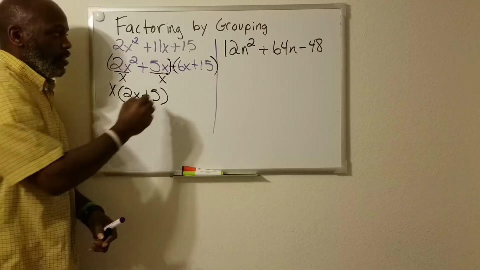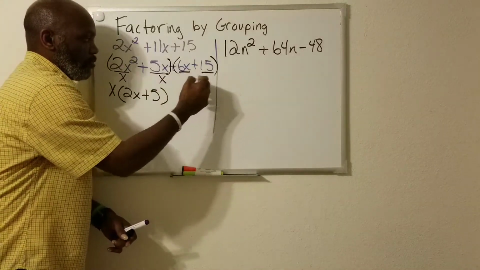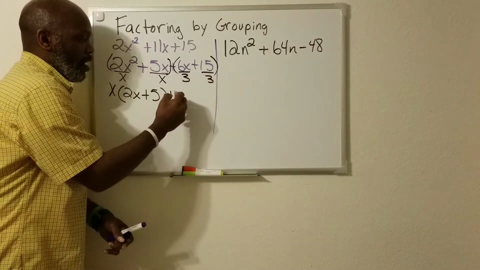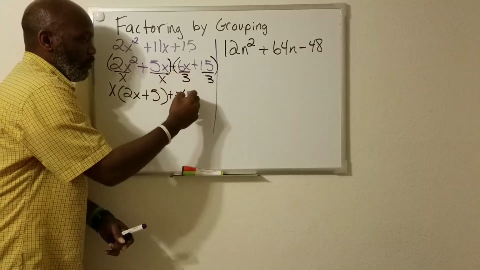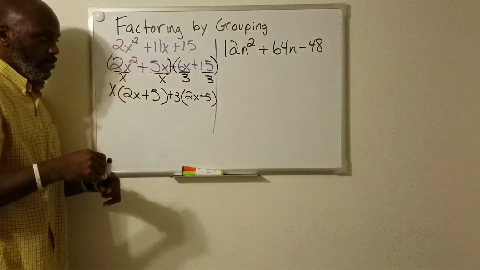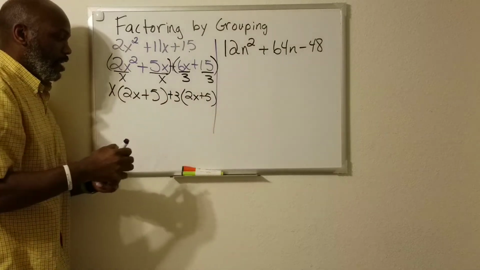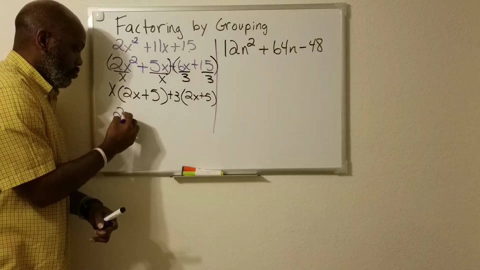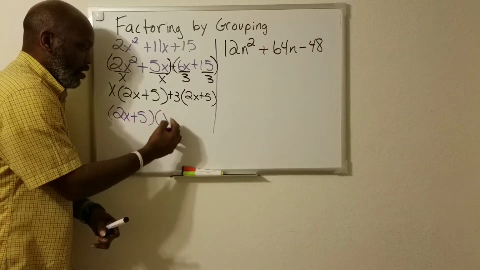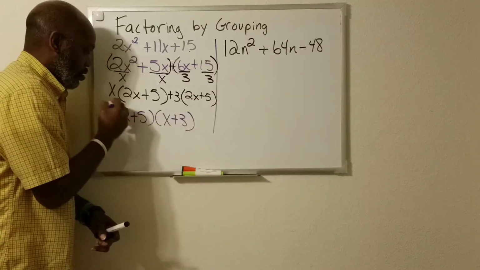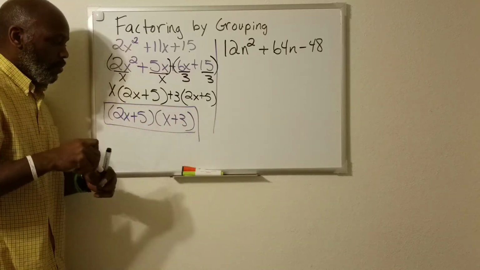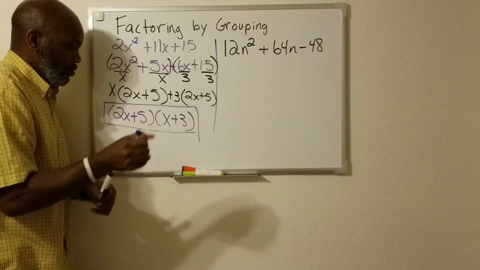Got that? Then here we're going to factor out 3, a positive 3, and we're left with 2x plus 5. And so we can factor out again. We're going to factor out 2x plus 5, and we have x plus 3. And here's our answer.